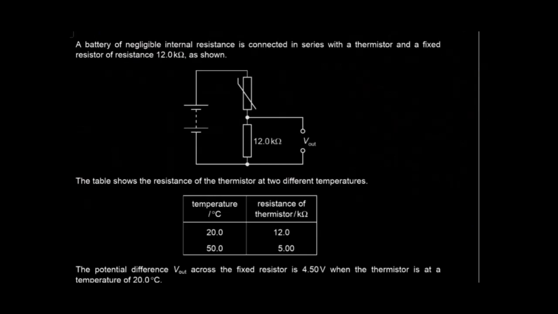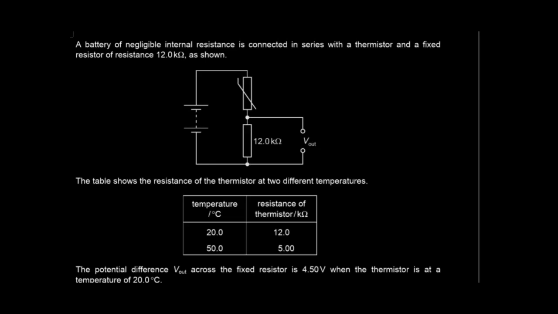A battery of negligible internal resistance is connected in series with a thermistor and a fixed resistor of resistance 14 kilo ohm as shown. The table shows the resistance of the thermistor for a given temperature. For 20 degree it is 12 and for 50 degree it is 5. The potential difference V out across the fixed resistor is 4.5 volt when the thermistor is at a temperature of 20 degree. What is the V out when the thermistor is at a temperature of 50 degree?